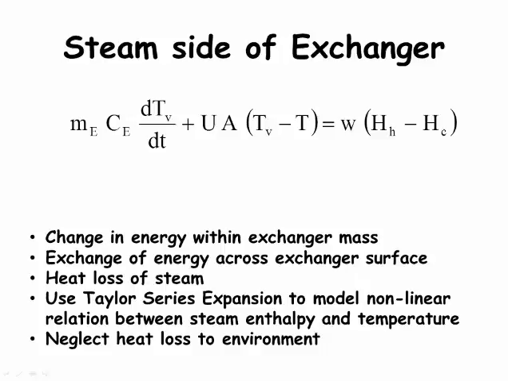It turns out that the relation between steam enthalpy, the H terms in the steam side equation, and temperature is nonlinear. Hopefully you remember that Laplace transforms do not handle nonlinear relations. So we will need to use a Taylor series expansion to model the relation between steam enthalpy H and steam temperature TV. As we did with the water side, to simplify the problem, we are neglecting heat loss to the environment by assuming that the heat exchanger is insulated on the outside so that heat loss to the environment can be neglected.